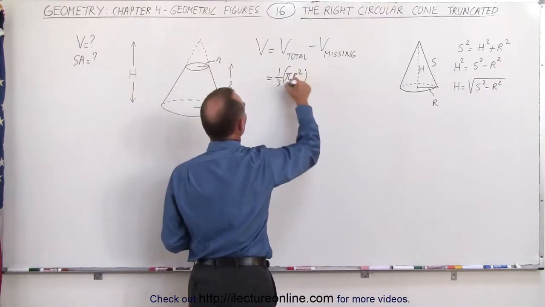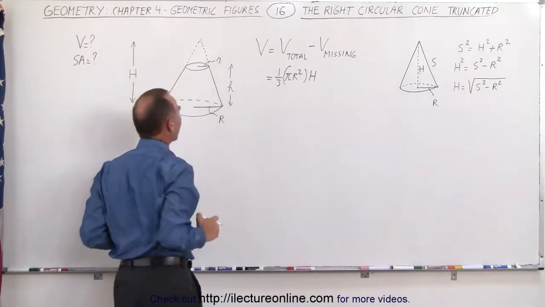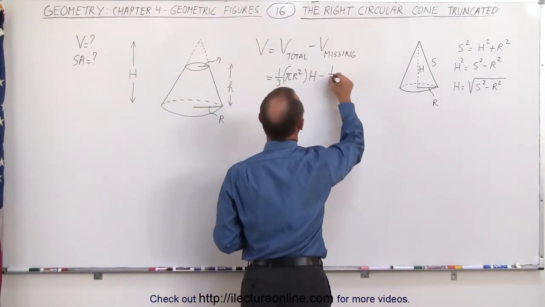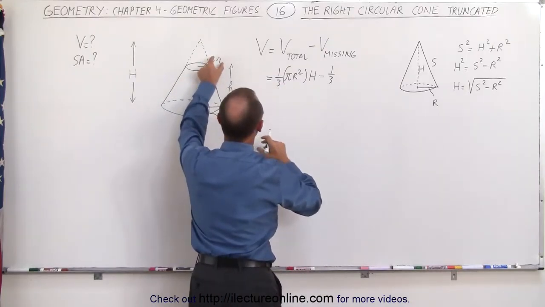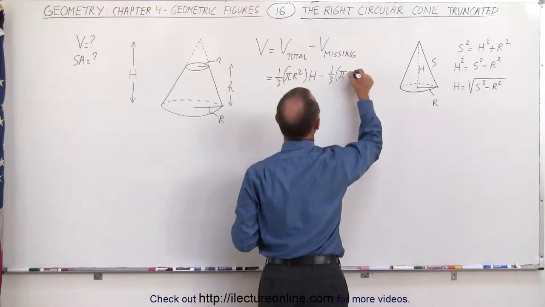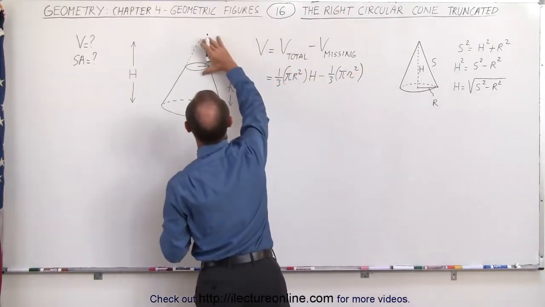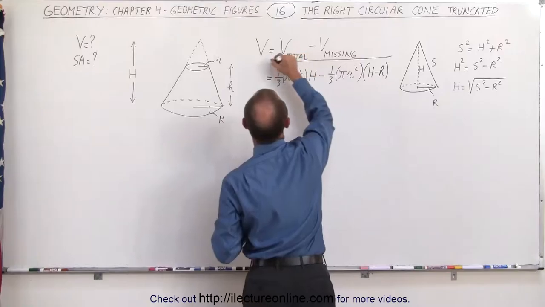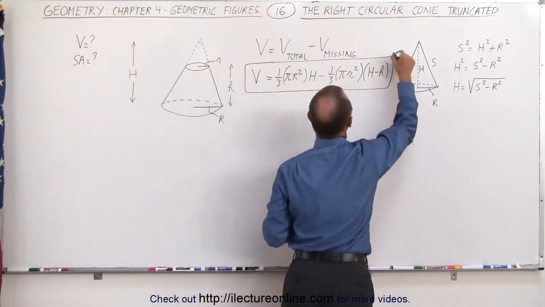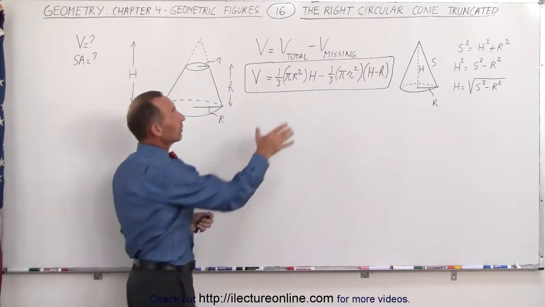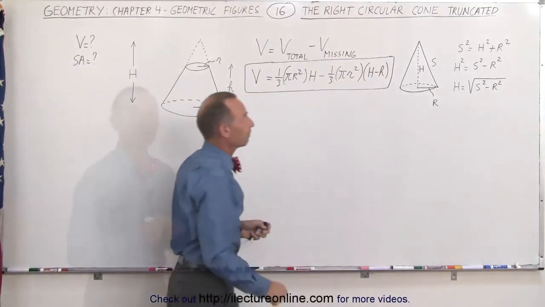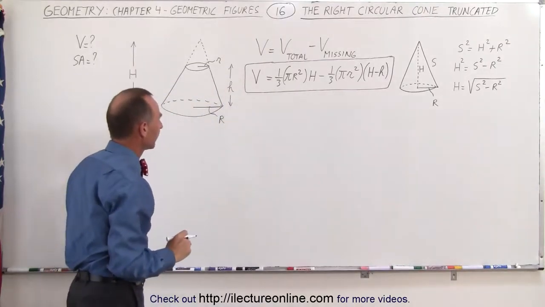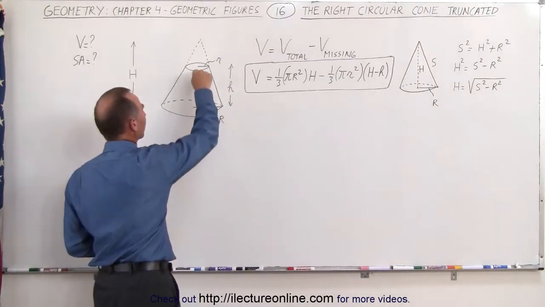To do that, we think back on the previous video and we realize the volume of a cone is 1/3 the area of the base times the height. So this would be equal to 1/3 pi r squared, which is the base, times the total height, which we call large H. And then we subtract from that the volume of the missing piece, which is minus 1/3 the area of the base. In this case, we have the small r here, so that would be pi times small r squared times the height here, that would be big H minus little h. Let me put V in front here, the volume of a truncated right circular cone. It's simply the volume of the total cone minus the volume of the piece that is missing.